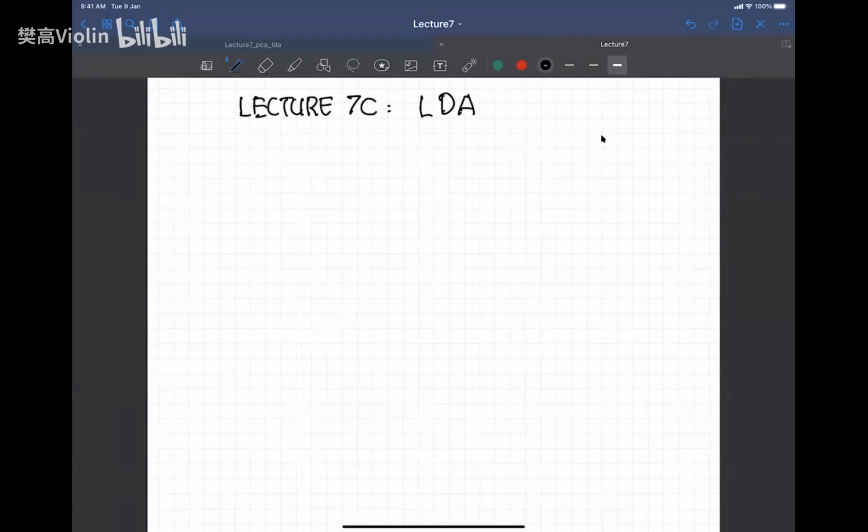Okay, so LDA, as I mentioned earlier, stands for linear discriminant analysis. Professor, what do you mean by using PCA for initialization?